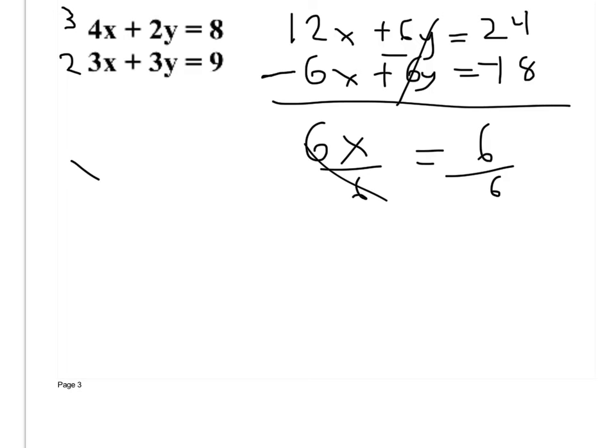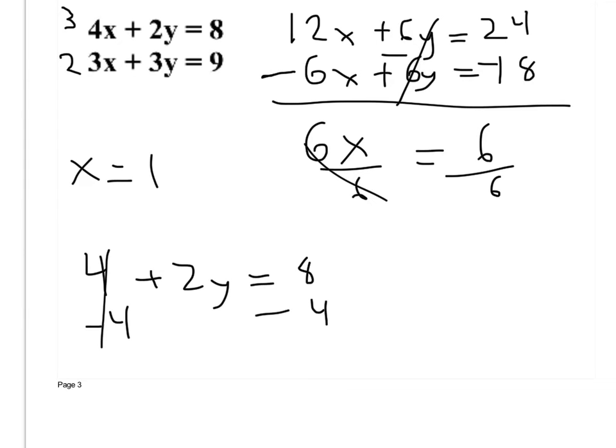So x equals 1. What you got to do is plug that into one of the original equations. I like the top one. So 4 times 1 is 4. I'm going to subtract 4 to both sides. 2y is equal to 4, which y would be 2.